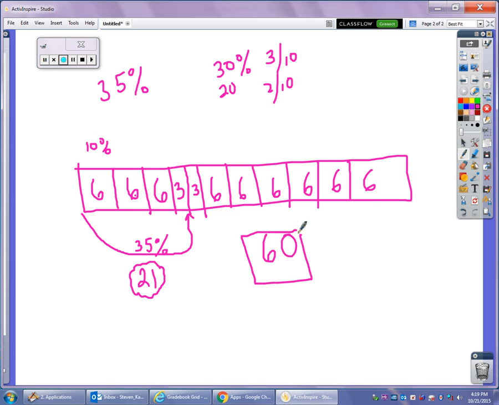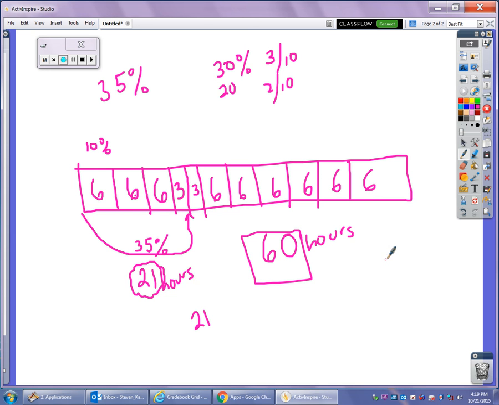60 total. So 60 total people would be my answer. I'm sorry, not people, hours. I don't know why I said people. Because each of these 21 hours out of 60 total hours is the 35%.